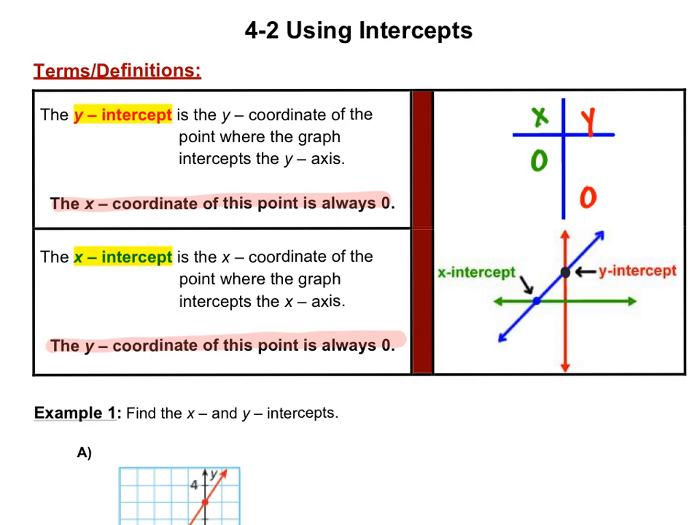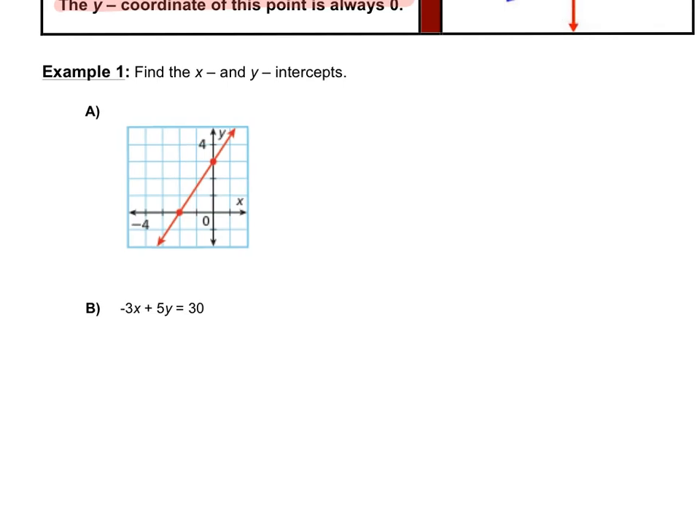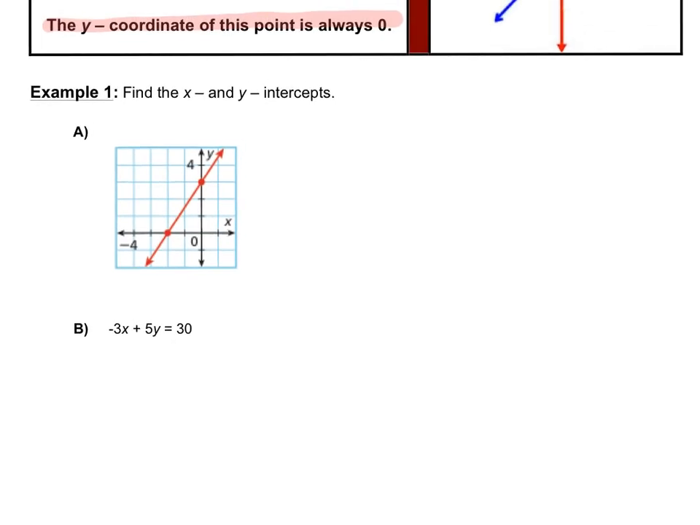Okay, so we're going to be using intercepts in 4-2. Let's take a look at our first example. Find the x and y intercepts. So for this one, it's right on the graph for us. It's just asking us literally to find the x and the y intercepts.